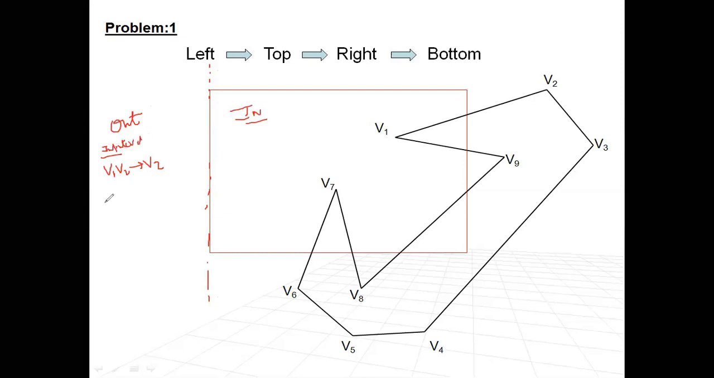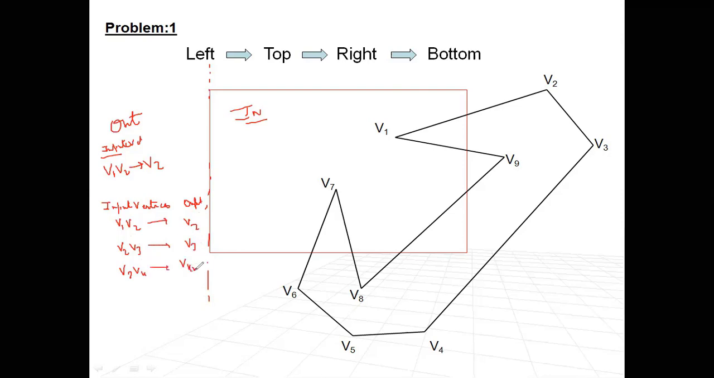We can write it like this while solving our problem: input vertices and output. Input vertices are v1 to v2 and the output is v2. Likewise, v2 to v3 we will move, because v2 and v3 both are inside. The output is v3.